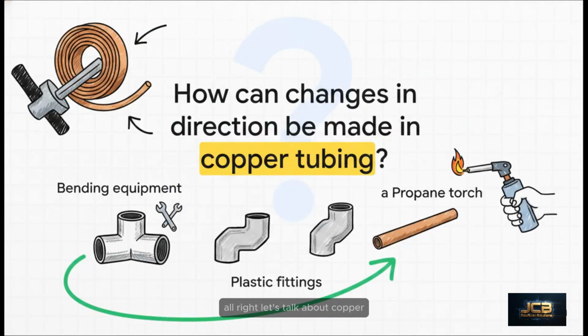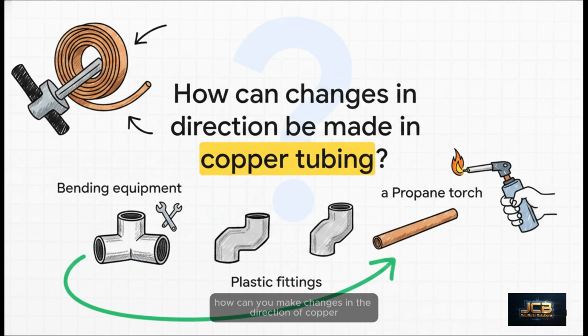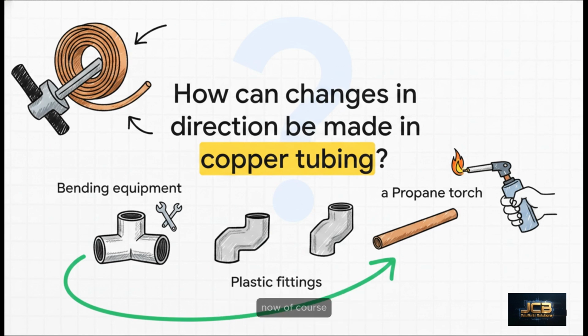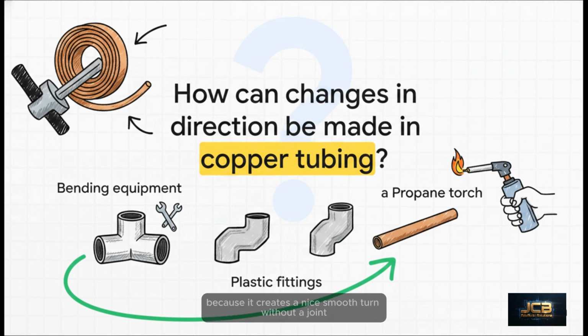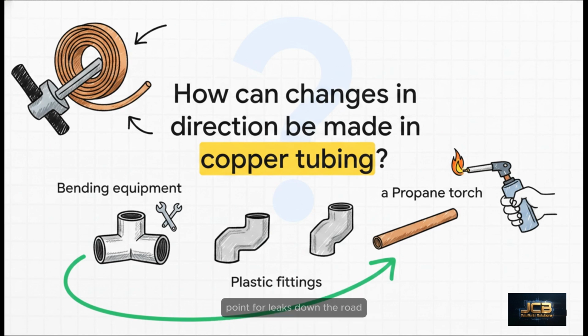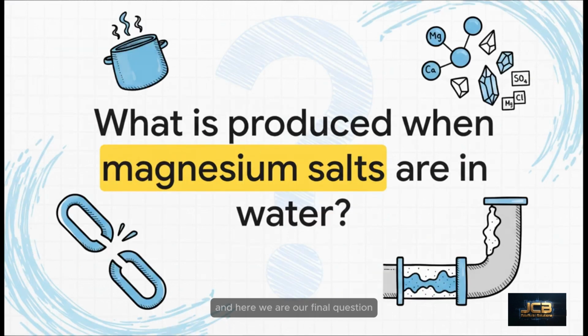All right, let's talk about copper. How can you make changes in the direction of copper tubing? With A, bending equipment, B, metallic fittings, C, plastic fittings, or D, a propane torch? You have 5 seconds to decide. The correct answer is A, bending equipment. Now, of course you can use fittings, but the code specifically allows for bending soft copper. Why? Because it creates a nice smooth turn without a joint, and that means you've eliminated a potential point for leaks down the road.